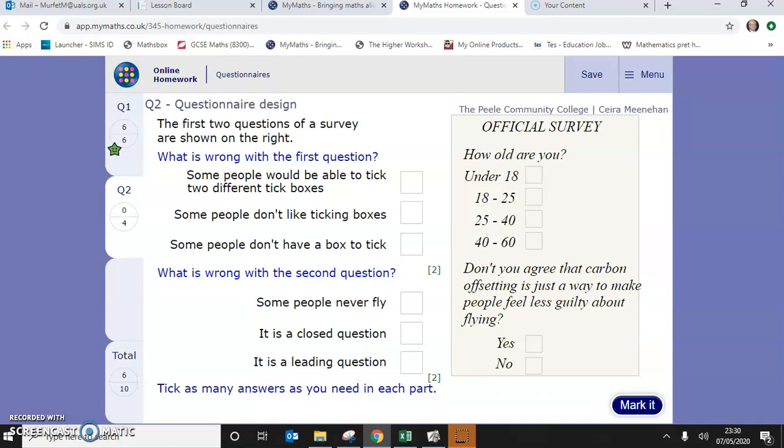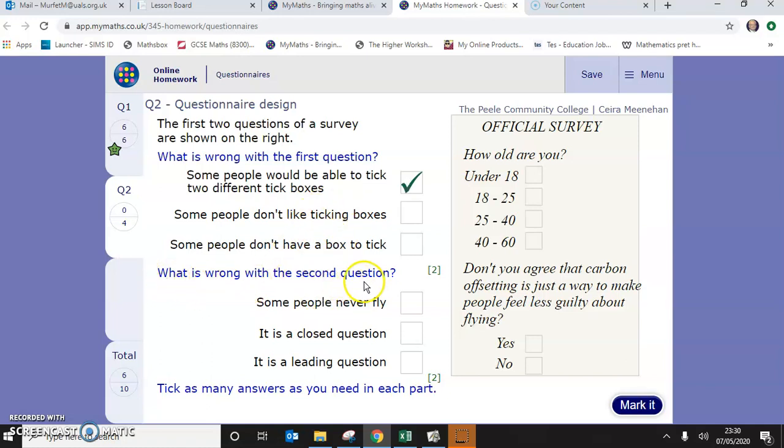Now if you've seen the lesson, hopefully you're shouting at the screen that if I'm 18, if it's under 18, I'm going to go in this category. 18 is going to go here. What if I'm 25? Which category would I go into? I could go into either of those. So some people would be able to tick 2 different tick boxes. Is the right one. Yep.